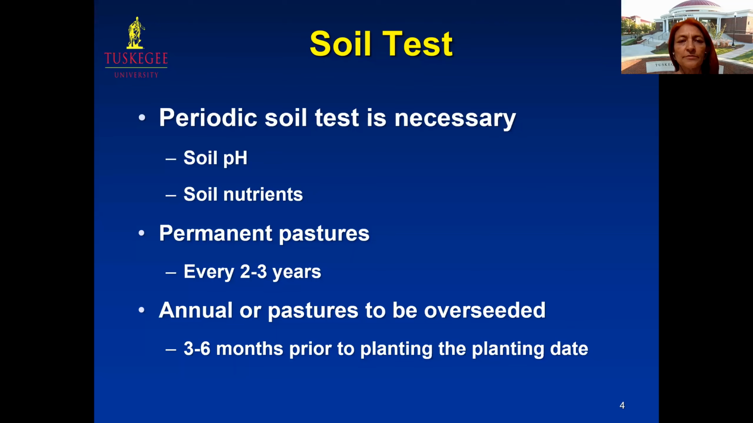So in that sense, soil test is very necessary to keep the soil productive. Periodic soil test is necessary for us to find out what the soil pH is, and how much of the nutrients are available in the soil for growing any crops or forages. So that's why regular soil test is necessary. For permanent pasture, soil test has to be done every 2 to 3 years.